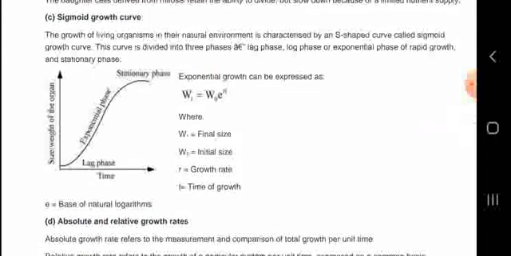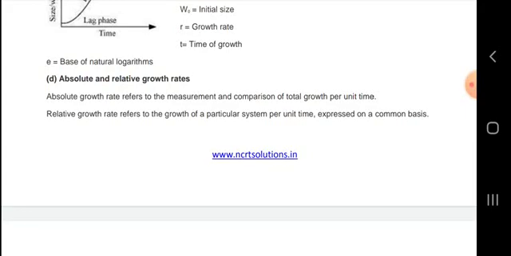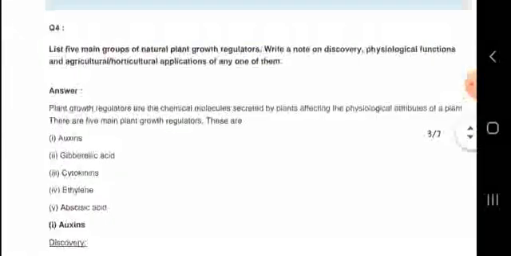So the growth of living organisms in their natural environment is characterized by an S-shaped curve called the sigmoid growth curve. And absolute and relative growth rate, so absolute growth rate refers to the measurement and comparison of total growth per unit time. Nice. So let us know about the five main groups of natural plant growth regulators.